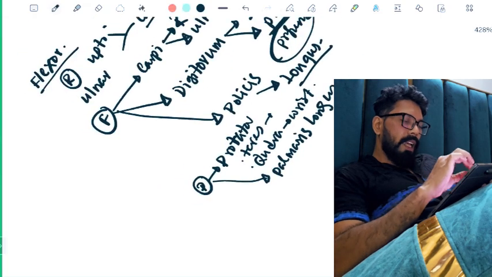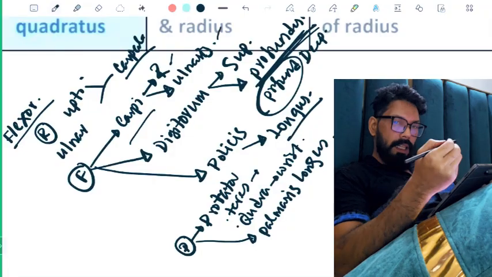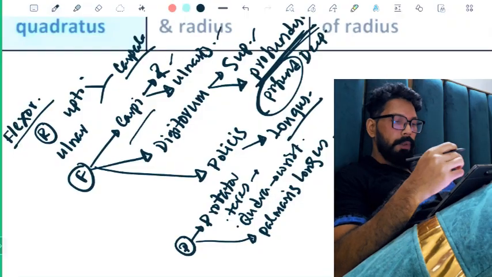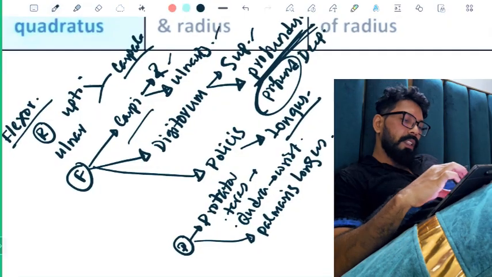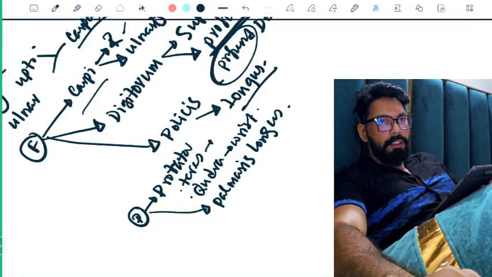Okay, so flexor up to carpal bone: flexor carpi radialis, flexor carpi ulnaris, flexor digitorum superficialis, profundus. Then up to the thumb, flexor pollicis longus. Then we have pronator teres and quadratus. Then we have palmaris longus.